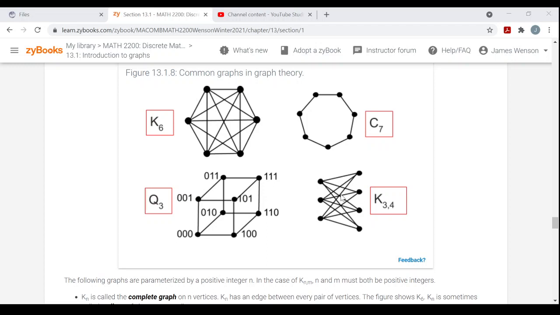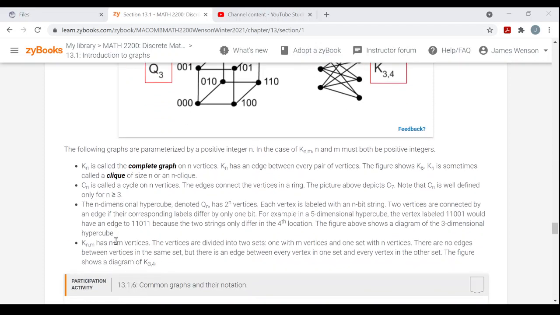And they're kept separate because the 3 vertices on the left, none of those are adjacent to each other. And the 4 vertices on the right, none of those are adjacent to each other. They're only adjacent to the set of vertices across. All right, so this has n plus m vertices. The vertices are divided into 2 sets, one with m vertices, one with n vertices. There are no edges between vertices in the same set, but there is an edge between every vertex in one set and every vertex in the other set.